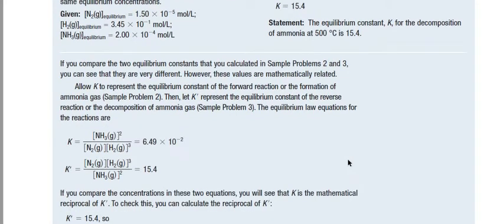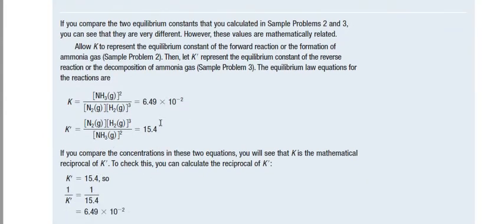Now if you compare the two equilibrium constants that you calculated in sample problems 2 and 3, the two previous examples, you can see that they are very different. However, these values are mathematically related. Why are they mathematically related? Let K represent the equilibrium constant of the forward reaction, the formation of ammonia gas, and let K prime represent the equilibrium constant of the reverse reaction. As you see here, the K for the first one is 6.49 times 10 to the power of negative 2, and the second one was 15.4.